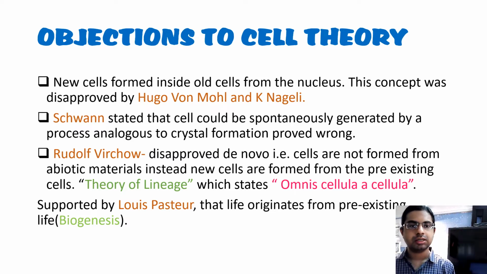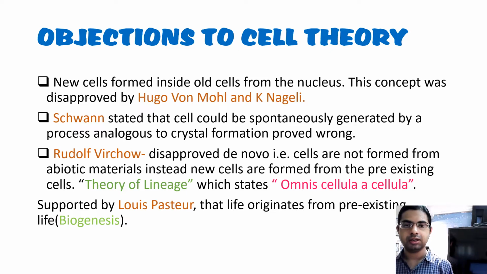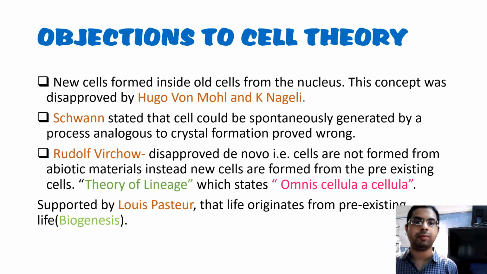Schwann's statement, one of his statements was that a cell is spontaneously generated by crystal formation, and that is proved wrong. So Rudolf Virchow disapproved the de novo concept, that is abiogenesis, which stated in cell theory that cells are formed from abiotic materials, but Rudolf Virchow disapproved this and stated that cells are not formed from abiotic materials.